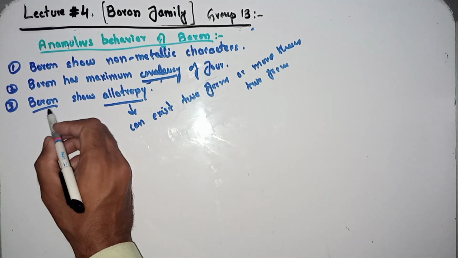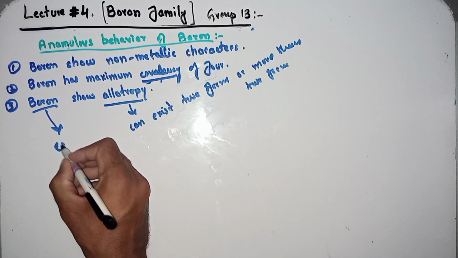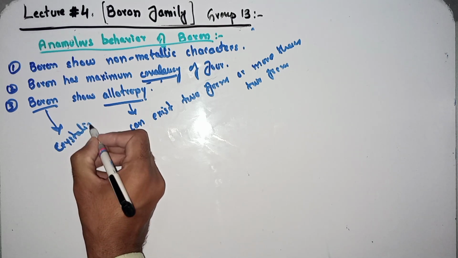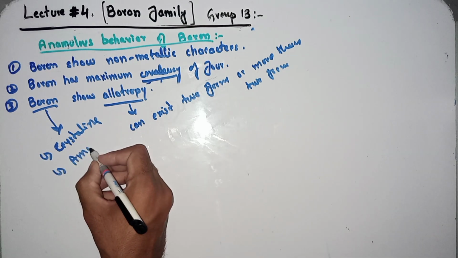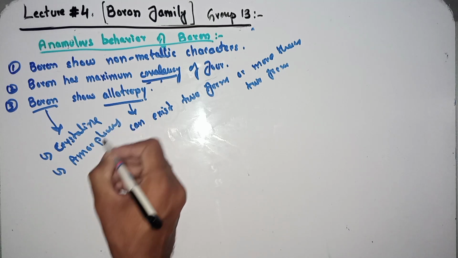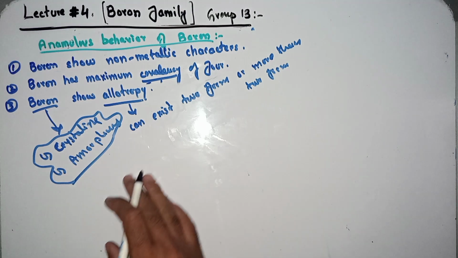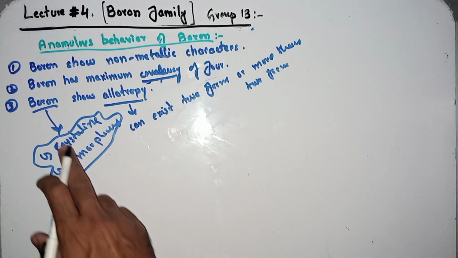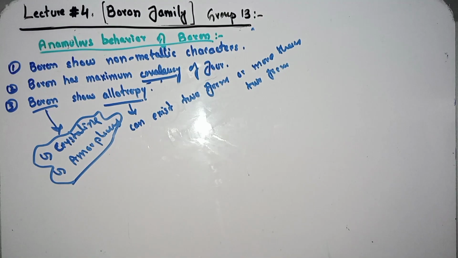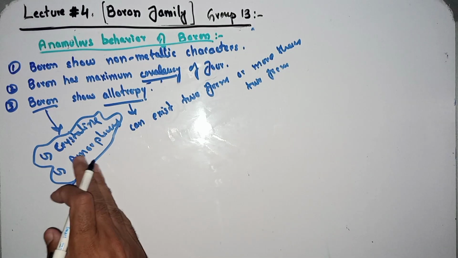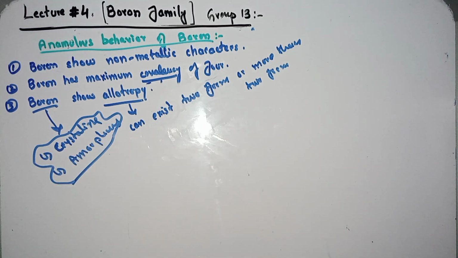For example, in the solid state, boron can exist in a crystalline form, and can also exist in an amorphous form. So it has two existences. That's why it shows allotropy, and according to the definition of allotropy, boron shows allotropy, while the rest of the elements of group 13 don't show allotropy. This is one anomalous, unique, abnormal behavior of boron.